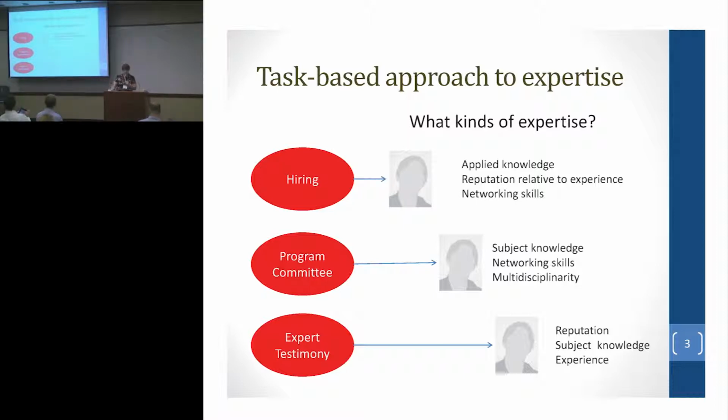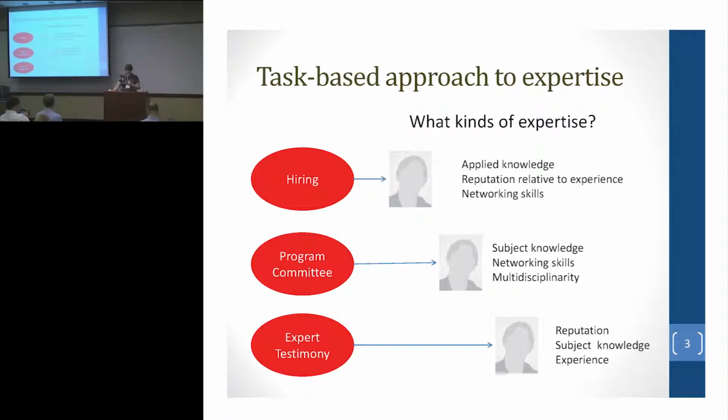So for the first one, in a hiring task, we'd like to have evidence of applied knowledge or some kind of practical expertise in the world. Also, we'd like to be able to trade off that relationship between reputation and experience. So you'd like to have people who, even though they don't have a lot of experience, have relatively high reputation, the kind of young stars that would be the people to hire. And also people who have networking skills, so they have some kind of social network.